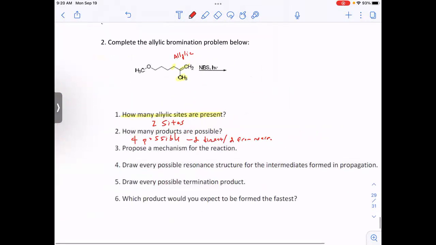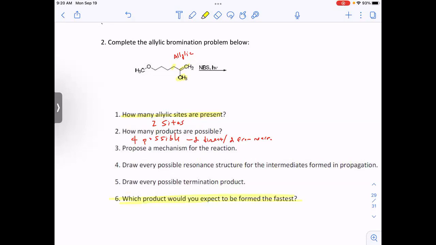All right, so now it asks us, look at 3, 4, and 5. Propose a mechanism, which we can do. Draw every possible resonance structure for the intermediates formed in propagation, which we're going to do. Draw every possible termination product, which we'll do. And then we'll answer this question last. Which one is formed fastest?